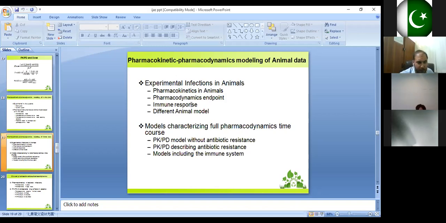In case of disease model, we should also know the immune response, because the immune response will be different in case of healthy as well as in case of disease model. Another model characterizes the full pharmacodynamics time course, or is used for antibiotic resistance prediction and also its minimization, and also shows the efficacy of the immune system.